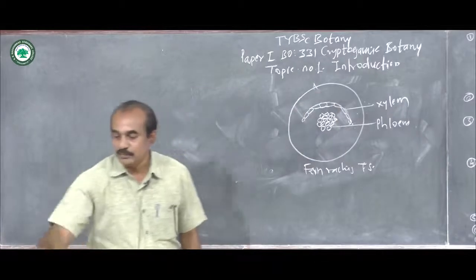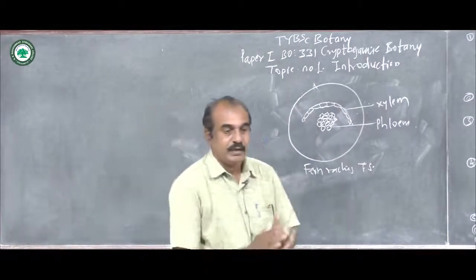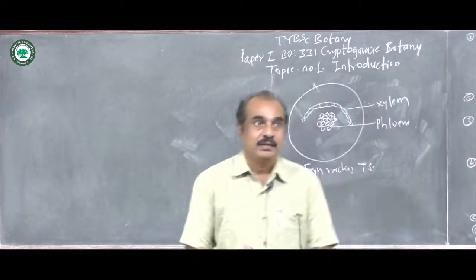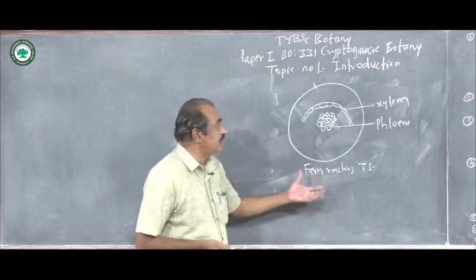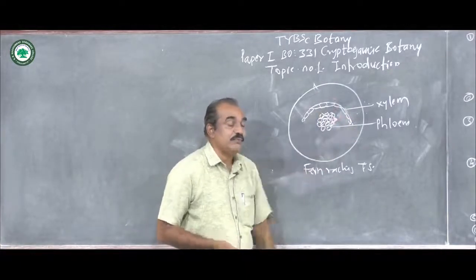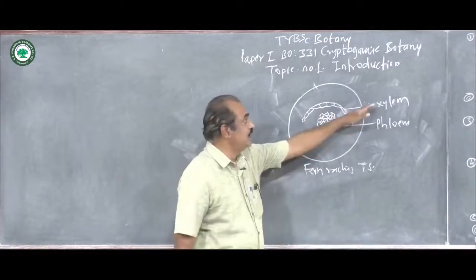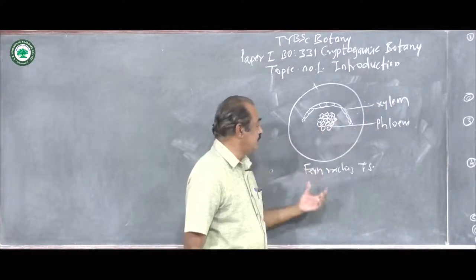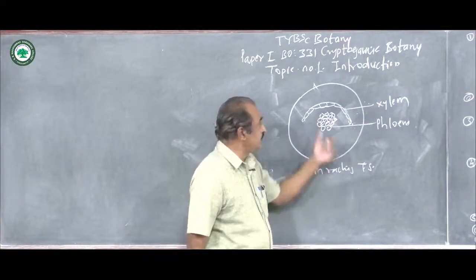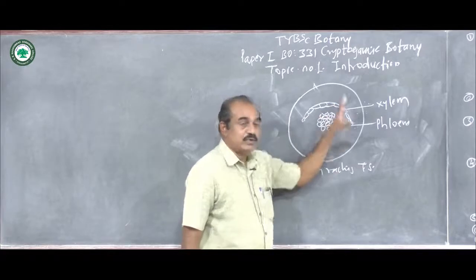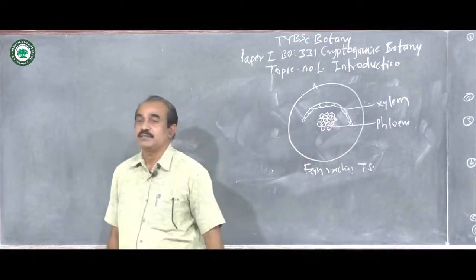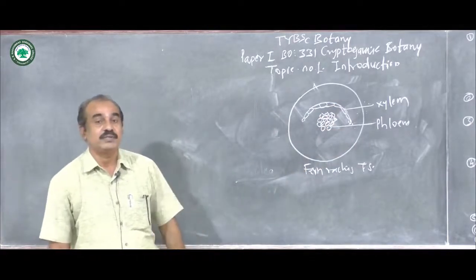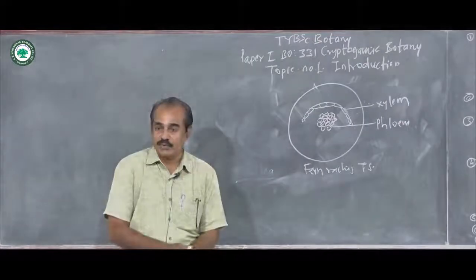As compared to other cryptogams, that means as compared to the algae, fungi and bryophytes, here in the pteridophytes there is a well developed conducting tissue system which is differentiated into xylem and phloem. This is the T.S. of the fern rachis, which shows the xylem and phloem. So because of this, these pteridophytes are called the vascular cryptogams, or the first vascular cryptogams.